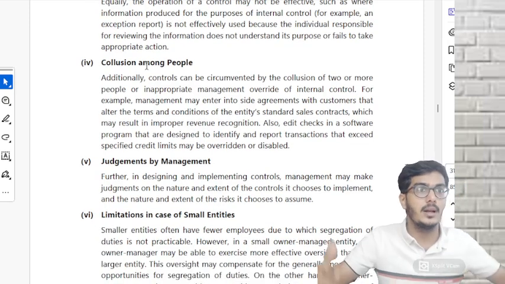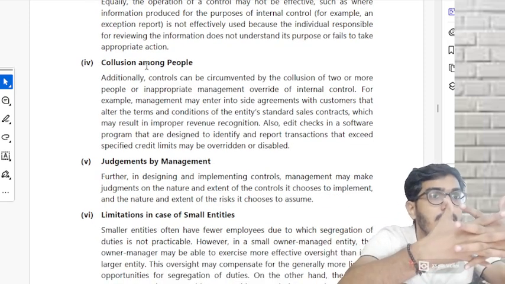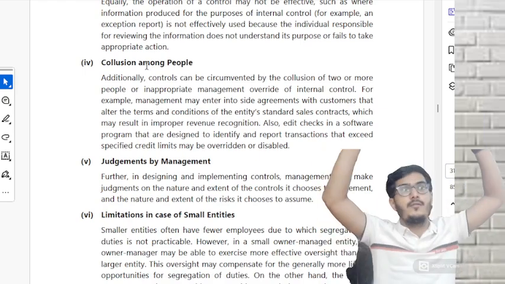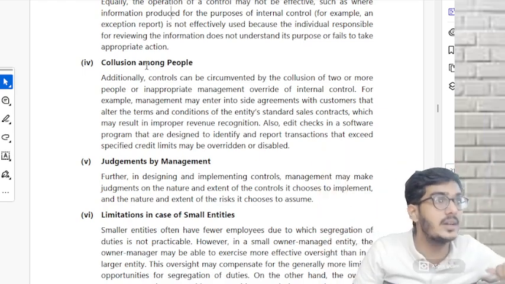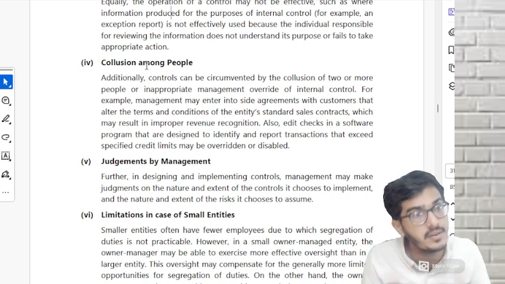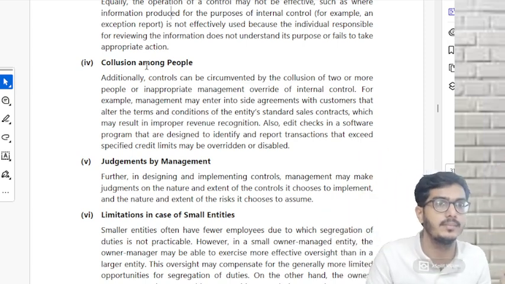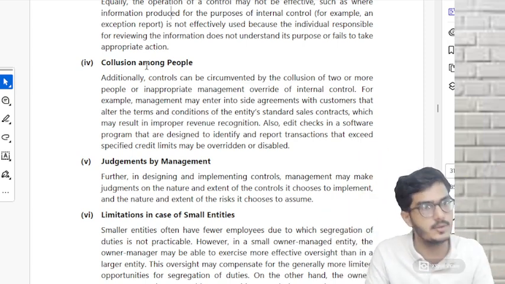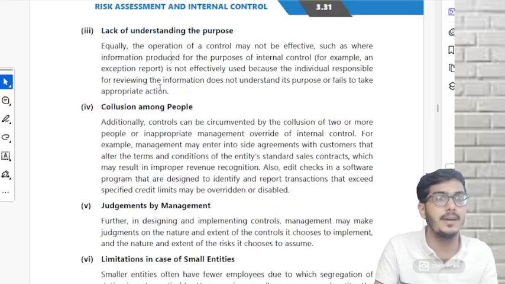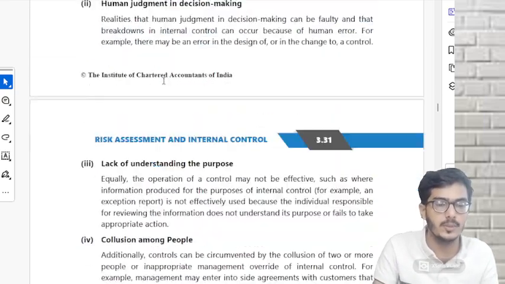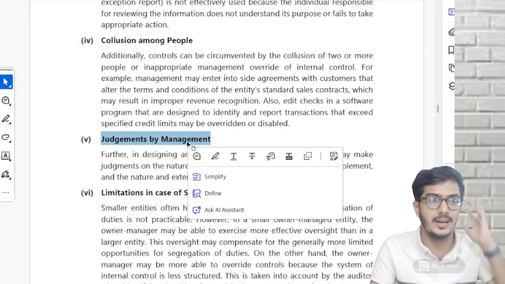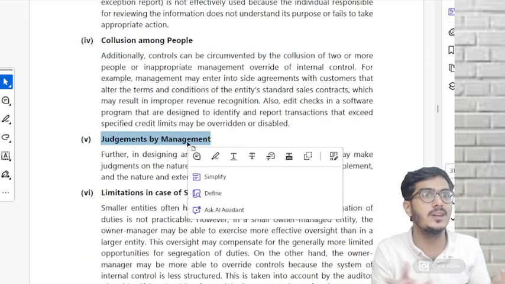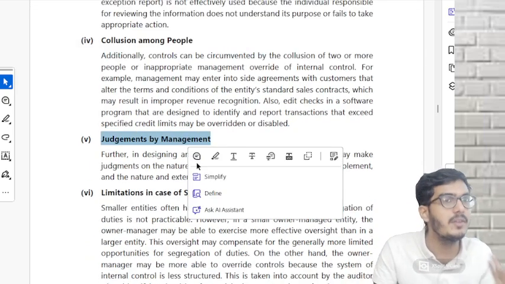Collusion among people. Employees will collude among themselves and do fraud. Employees of my company will collude with the employees of my vendor company, and they'll do the fraud. Inherent limitation. You cannot stop everything. Judgments made by the management is similar to this point. Human judgment. In designing the internal controls, whose judgment is involved? Management's judgment. It might be faulty sometimes.